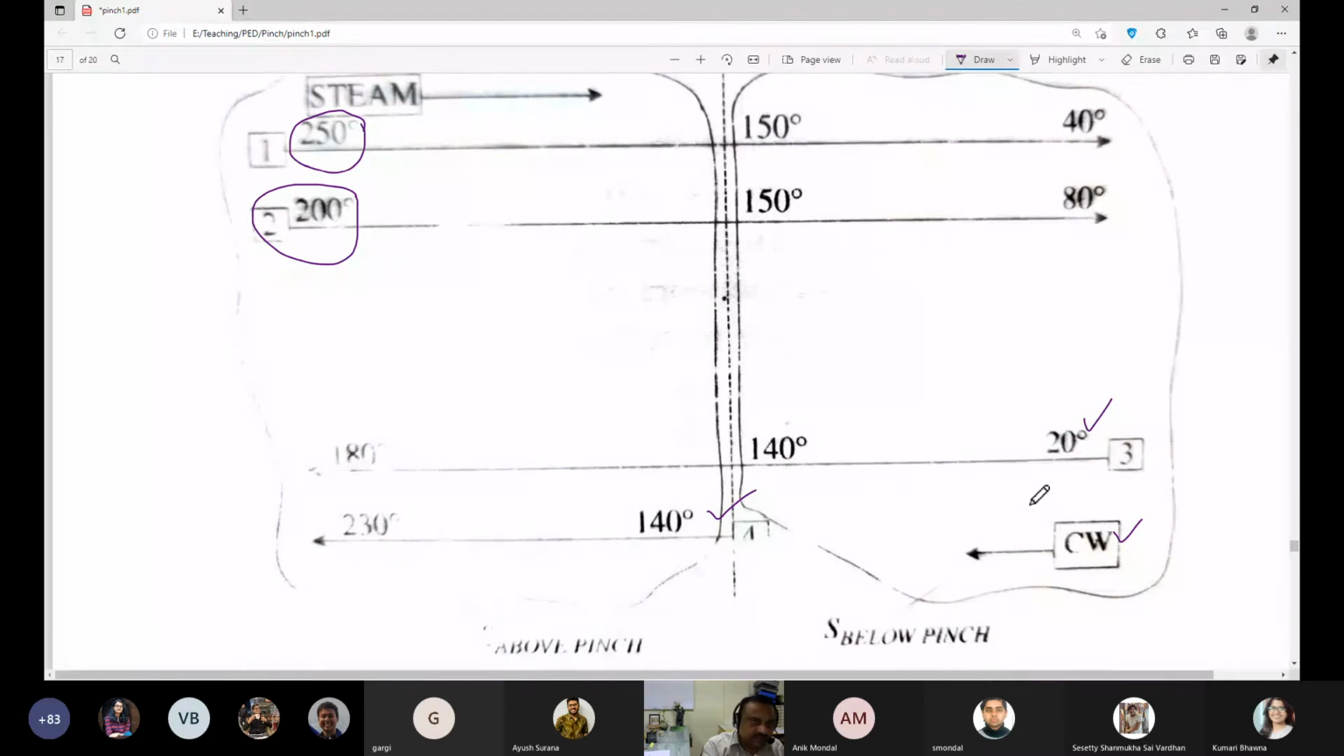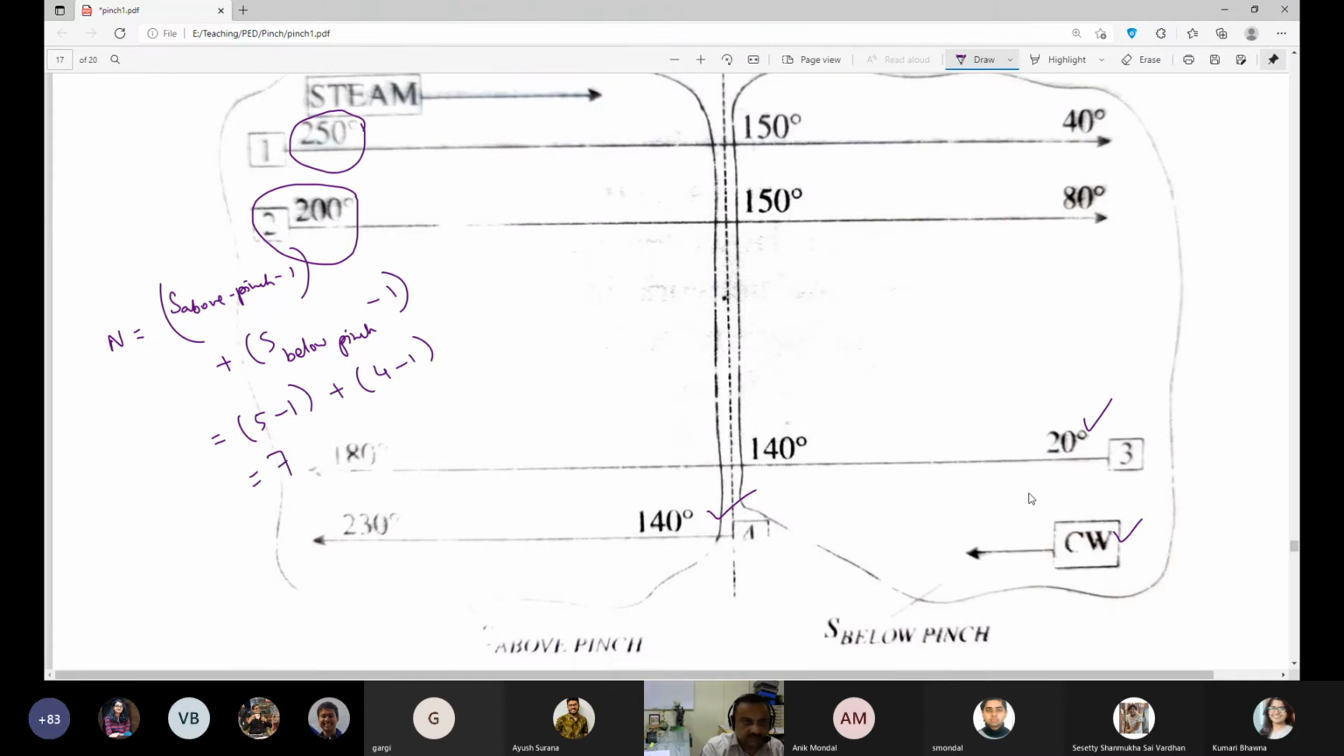Then the number of units is defined as S above pinch minus 1, the number of streams above the pinch minus 1, plus S below pinch minus 1. This is how these numbers are obtained. So in this case, it would be 5 minus 1 plus 4 minus 1, which is equal to 7. So n would be considered as 7.